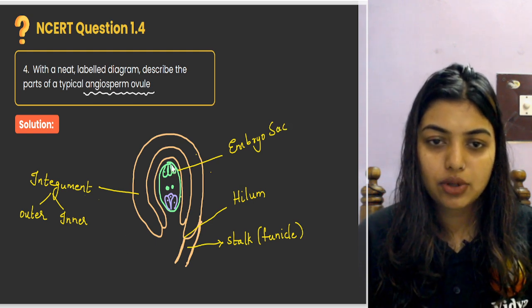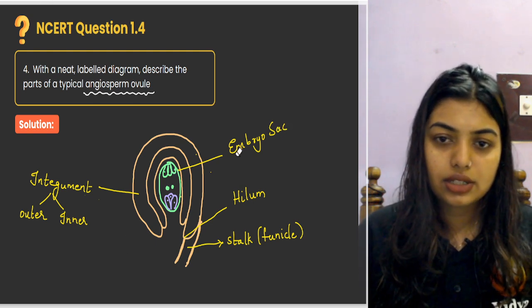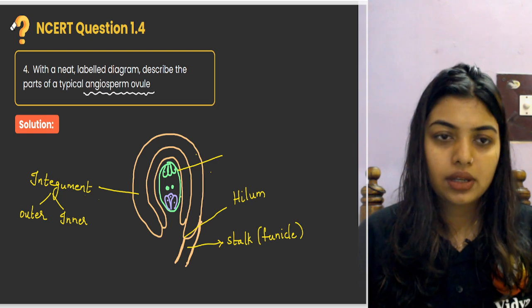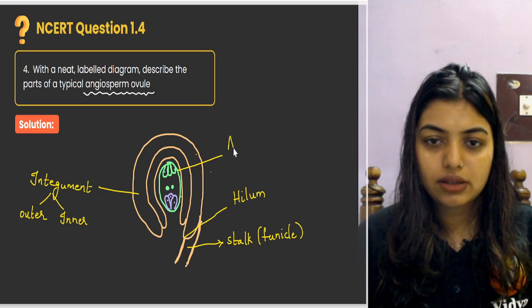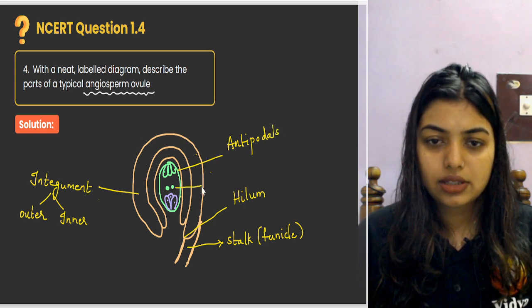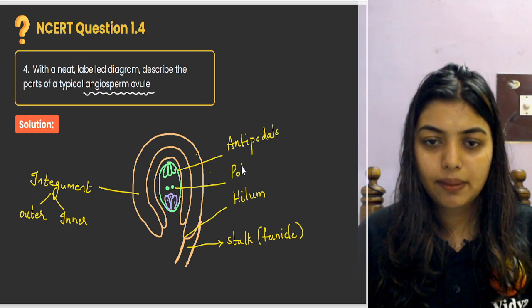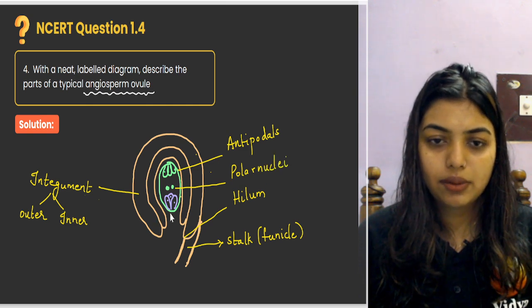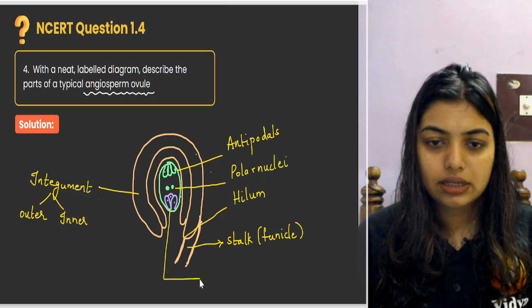Now inside the embryo sac, what do you see? I think I'll label this as antipodals. There are 3 antipodal cells. This one is the polar nuclei that will later form the endosperm. This is the synergids.